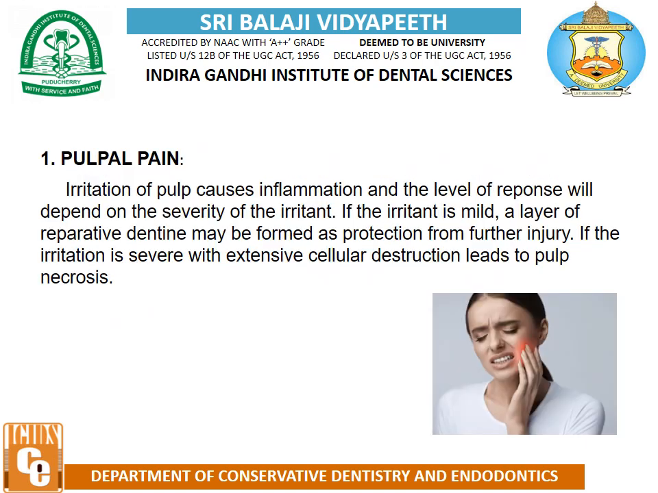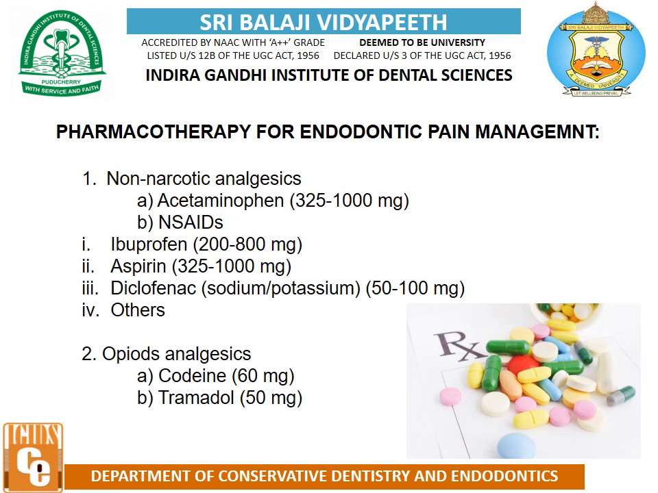Under pulpal pain, irritation of the pulp causes inflammation and the level of response will depend on the severity of the irritant. If the irritant is mild, a layer of reparative dentin may be formed as protection from further injury. If the irritation is severe with extensive cellular destruction, it leads to pulp necrosis.